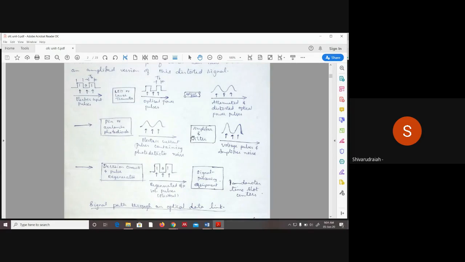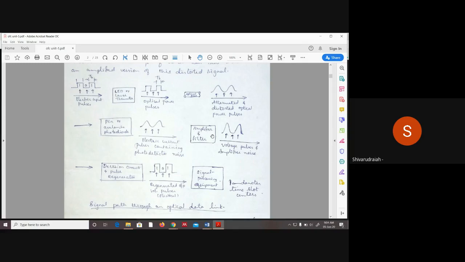So this signal is passed on to the amplifier or a filter. This is an electrical amplifier or a filter, which will enhance the signal strength. You can see the signal strength is being enhanced. That is, the amplitude of the signals is increased, and we get the voltage pulses along with the amplifier noise. So here the photodetector introduces photodetector noise, and the amplifier, which gives an enhanced signal in the electrical form, introduces its own noise called amplifier noise. These are some of the noise sources which we will take up later.